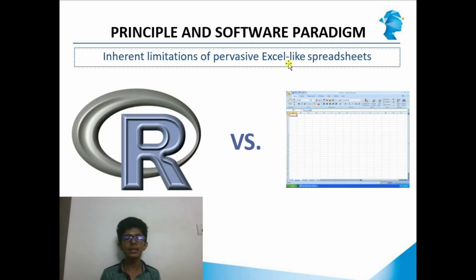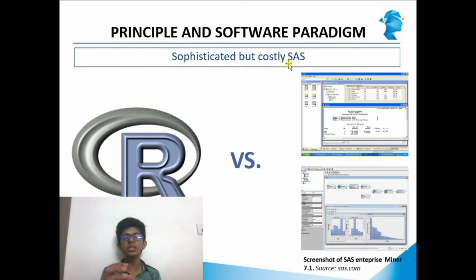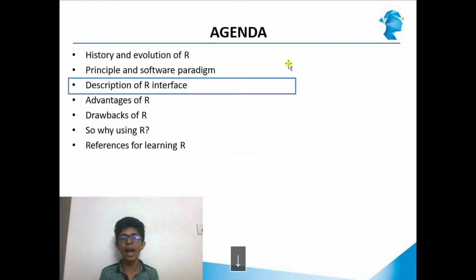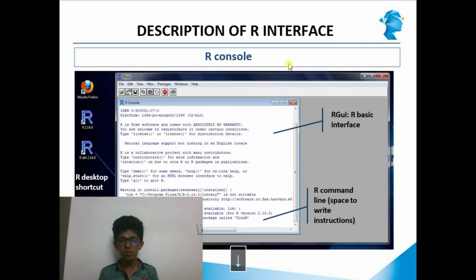And now let us see the inherent limitations of spreadsheets like Excel. Actually, this is R versus SAS. SAS is already costly, as you know, but R is free. That's the best thing I have ever noticed. And description of R interface.